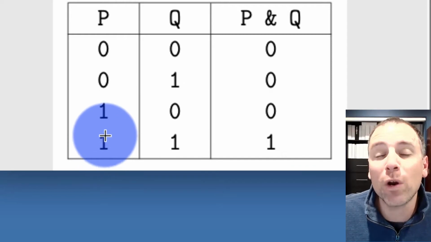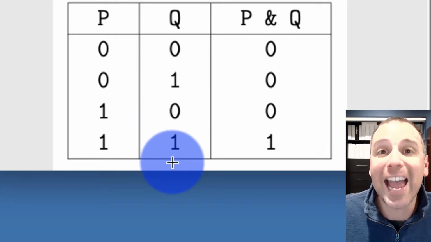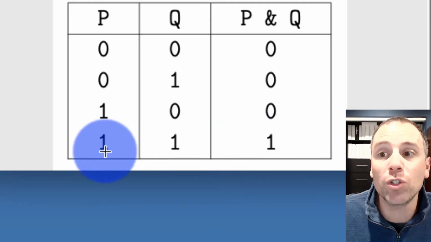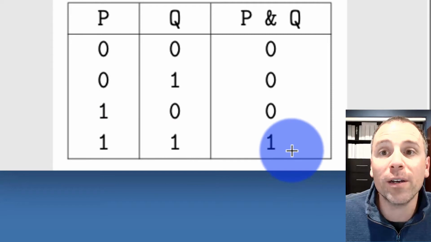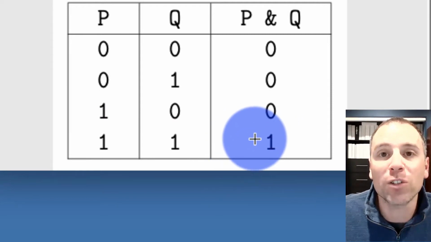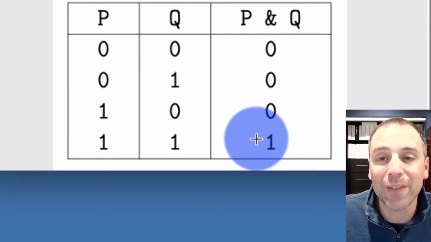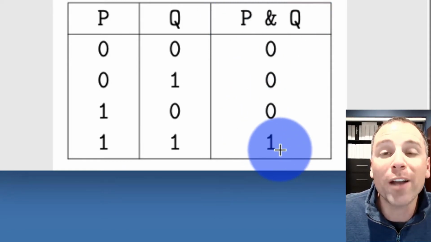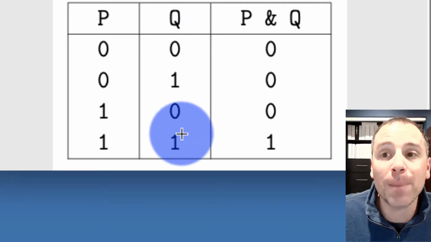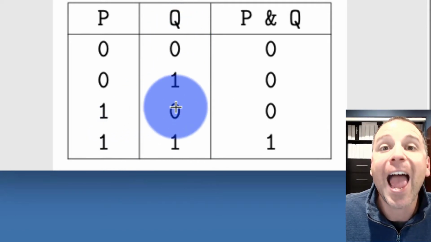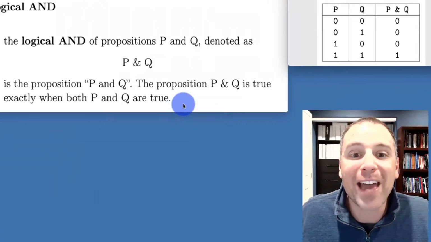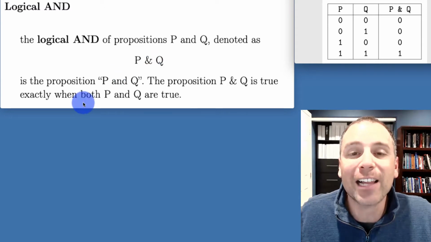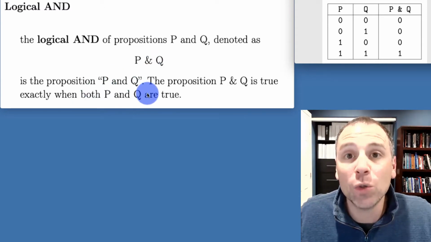In the fourth condition where both P is true and Q is true, by definition, that is exactly when P and Q is true. So if P is 1 and Q is 1, P and Q is also 1. In other words, we've tested that position to be true in that case. Notice that for the proposition P and Q, there is only one truth value out of all possible options, which happens when both P and Q are true together. That is exactly what this definition says. The proposition P and Q is true exactly when both P and Q individually are true.